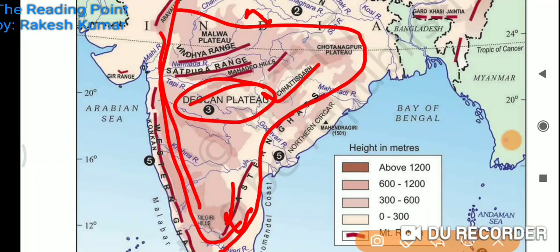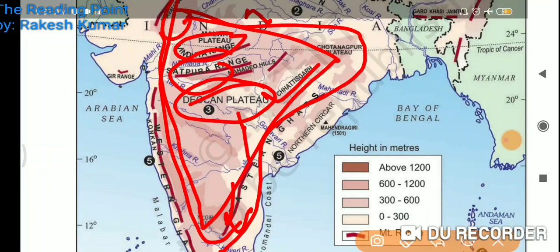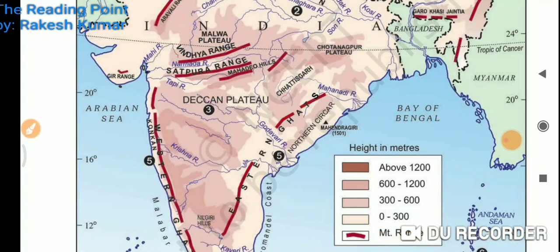It is the oldest structure of the Indian subcontinent. The plateaus are surrounded by hill ranges on all three sides. Here you can say the Vindhya range, Satpura range, Aravali range, and the Chota Nagpur plateau are also made up of ranges. So on all three sides you can see the ranges. In the north are the Aravalis. So here we are going to study the details.